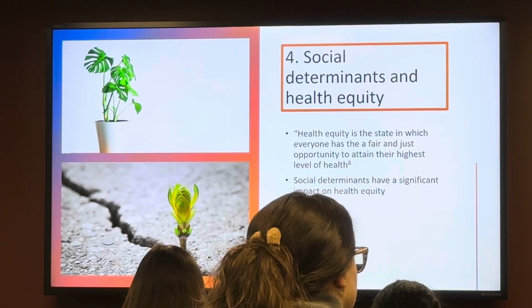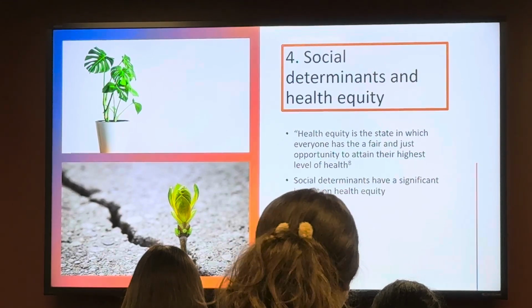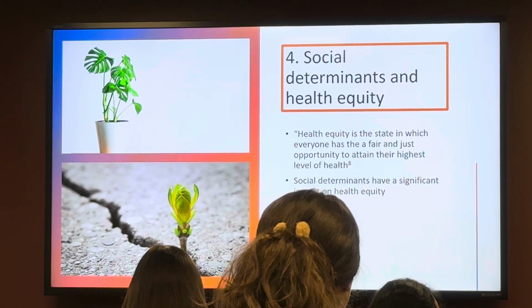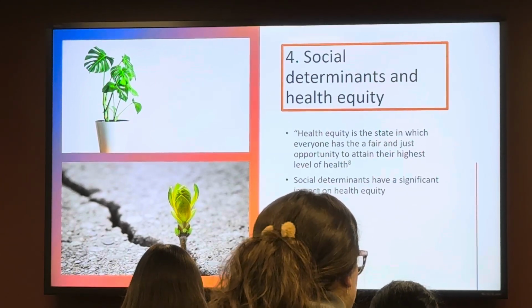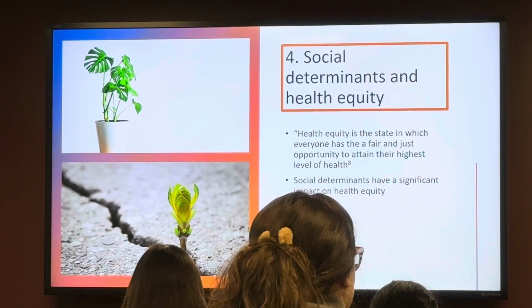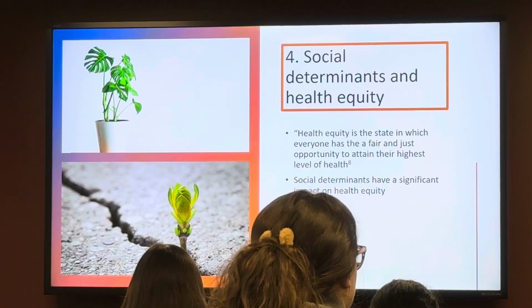Does that make sense? Clear? Okay. All right, so if we're going to address health overall, what might we want to do? If we think about the determinants of health, what should be our priorities?